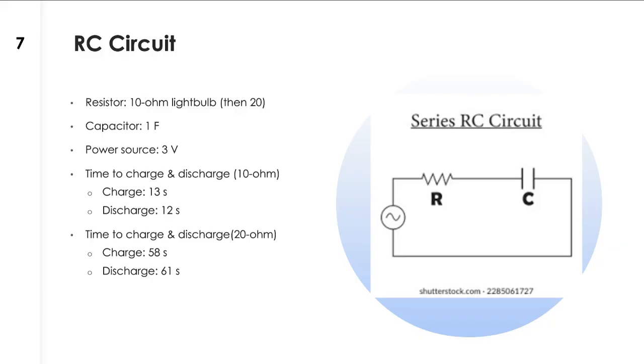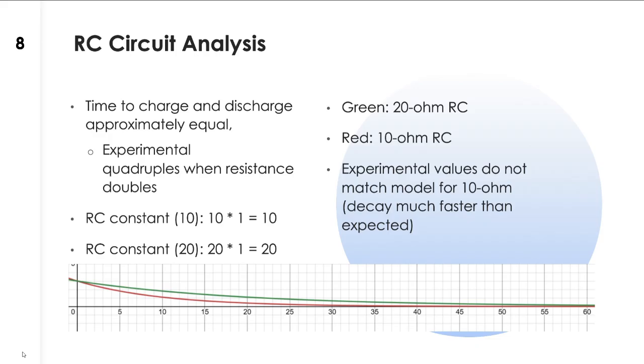The time to discharge and charge for the 10 ohm RC circuit was around 13 seconds, and then for the 20 ohm RC circuit, it was around a minute. So we know that the time to charge and discharge are approximately equal, but the experimental values for time quadrupled when resistance doubles, and so that does not match up with the model because the time was supposed to double when resistance doubles. The time constant for the 10 ohm circuit was 10, which is resistance times capacitance, and then for the 20 ohm circuit it was 20.